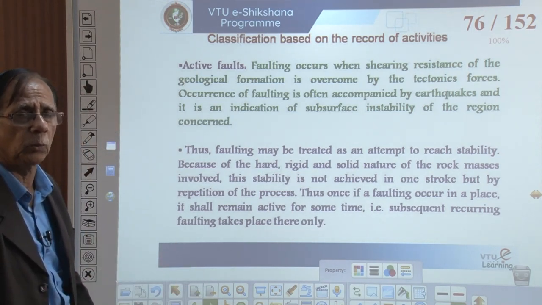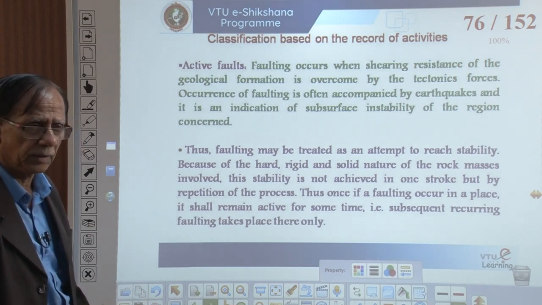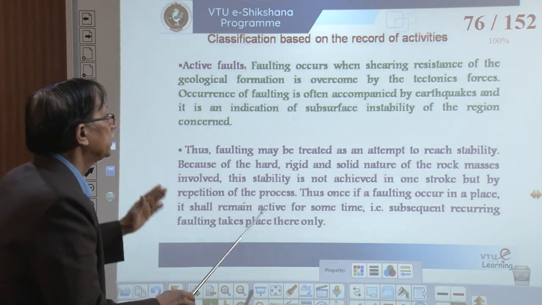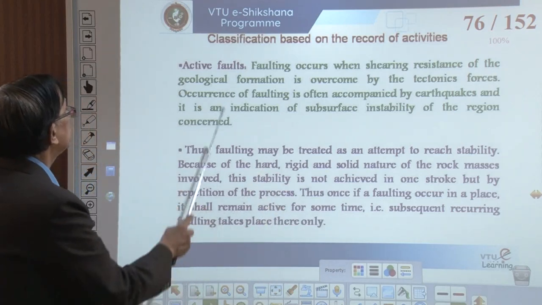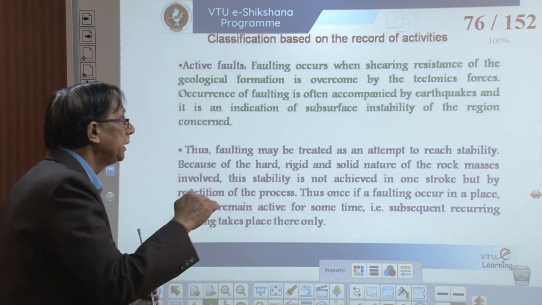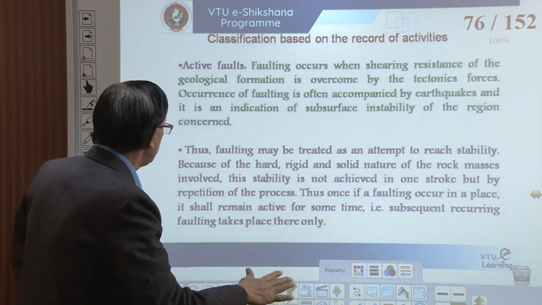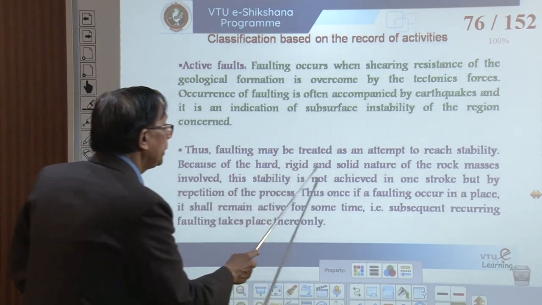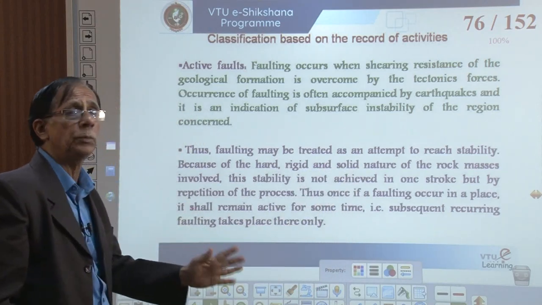Frequently tectonic movement like an earthquake takes place. This is an indication of instability. It means active faults are an indication of instability, where movement is taking place repeatedly. Thus, faulting may be treated as an attempt to reach stability.